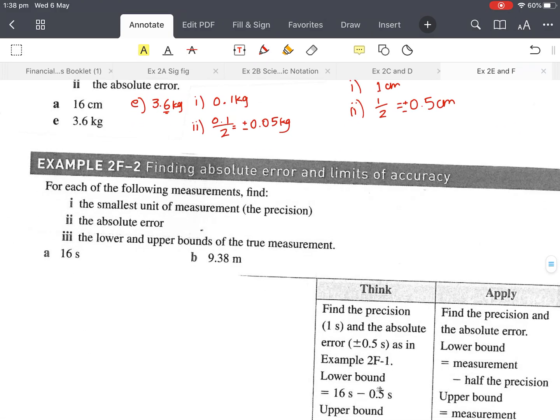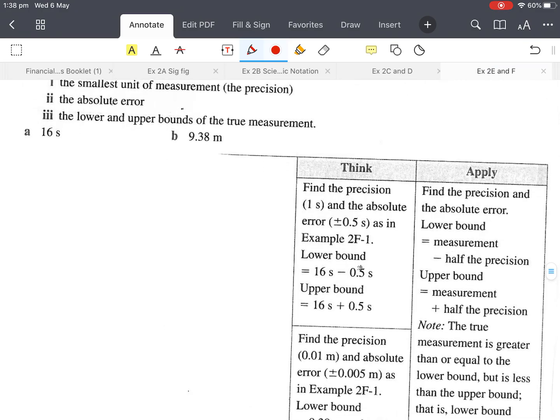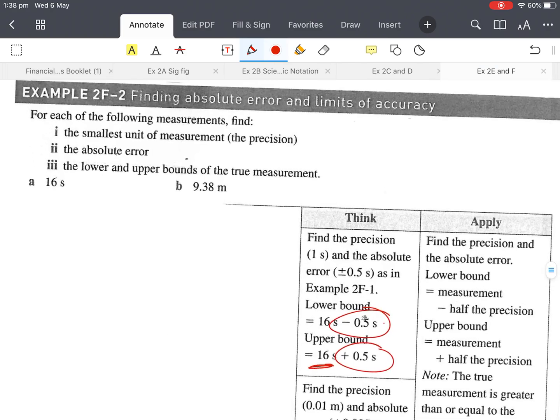Example 2F. For each of the following, find the smallest unit of measurement, the precision, the absolute error, and the upper and lower bound. So now we're going to work out the plus and the minus, and we're actually going to add and subtract it from the measurement. That's the third thing we do. So here is the think and apply if you want to follow it. It says find the precision and the absolute error, just as we have been, but this time actually subtract it and add it to the measurement in the question. All right, let's have a go.